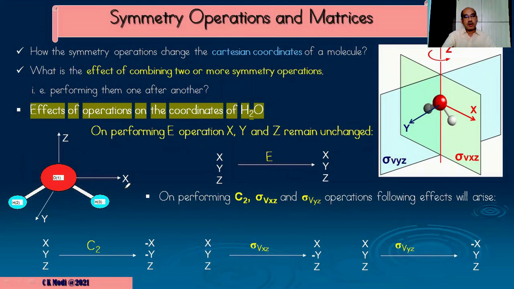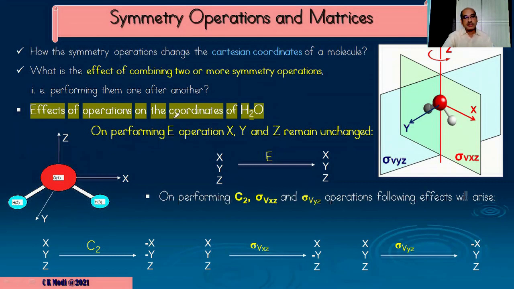Now here, what we have to observe. On performing operations like E, C2, sigma xz and sigma yz operations, what are we getting? These are the three Cartesian coordinates. So what is the effect of combining two or more symmetry operations performed one after another? Okay. So when we perform those symmetry operations, what change is observed in x, y, and z, the Cartesian coordinates of a molecule.